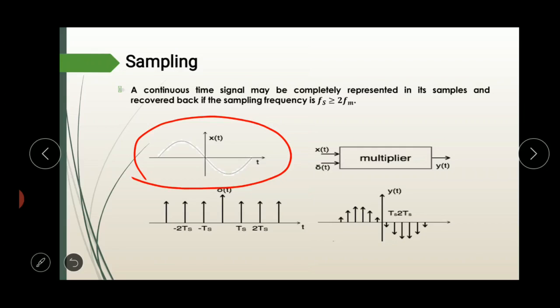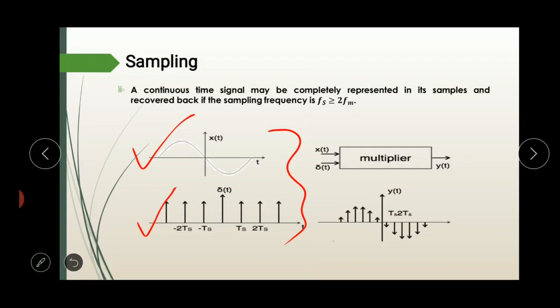So the condition that should be maintained is that the sampling frequency should be greater than or equal to twice the maximum frequency. After sampling, if we try to recover the same signal, it is properly recovered only if it satisfies this condition. For sampling we use a multiplier. That multiplier multiplies the original signal with a pulse train, and at the output we get this, meaning the continuous signal is converted into a discrete time signal.